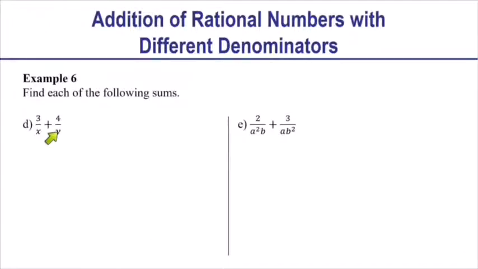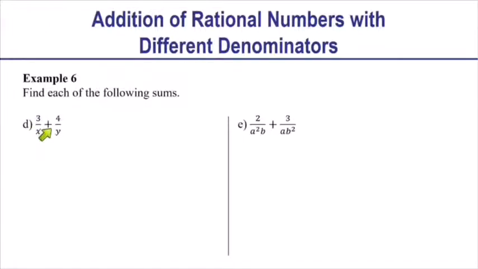And the same thing here. So these variables will have to behave the same way numbers would behave. Well, since x is one number and y is apparently a different number, then we can assume that these two fractions don't have the same denominator.